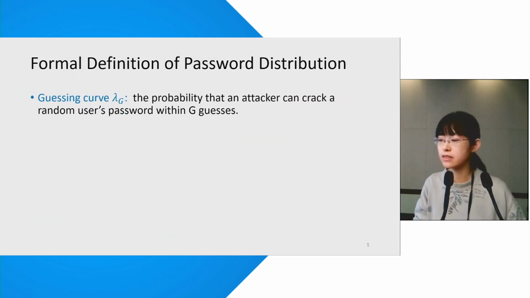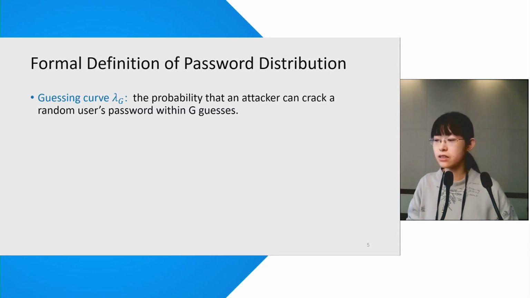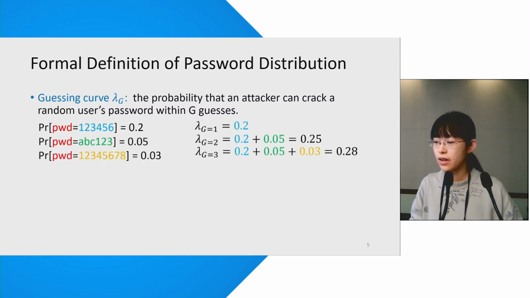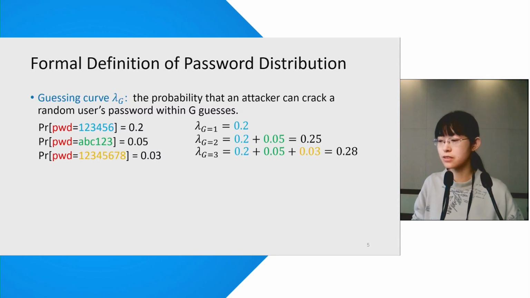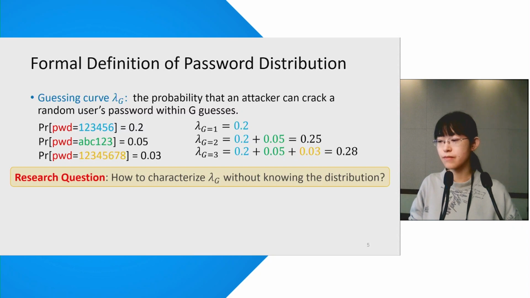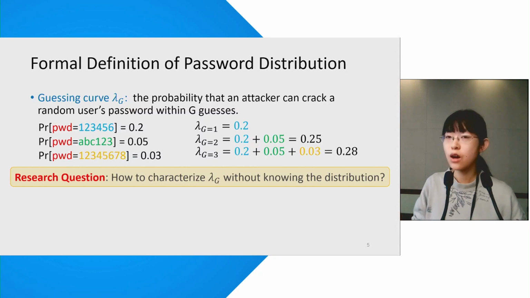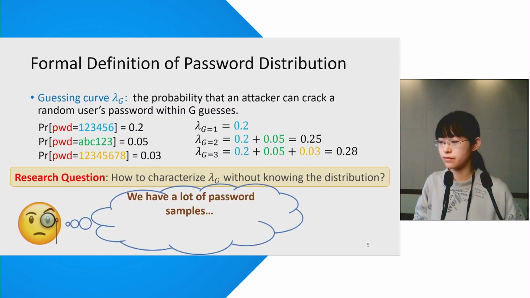Formally, we define this attacker's guessing curve lambda g as the probability that an attacker can crack a random user's password within g guesses. Here is an example of what lambda g looks like if we give the top 3 most probable passwords in a distribution. So then the research question we focus on is how to characterize this lambda g without knowing the distribution.